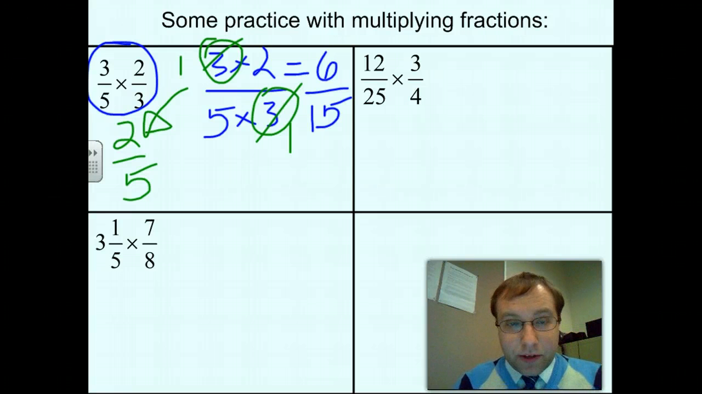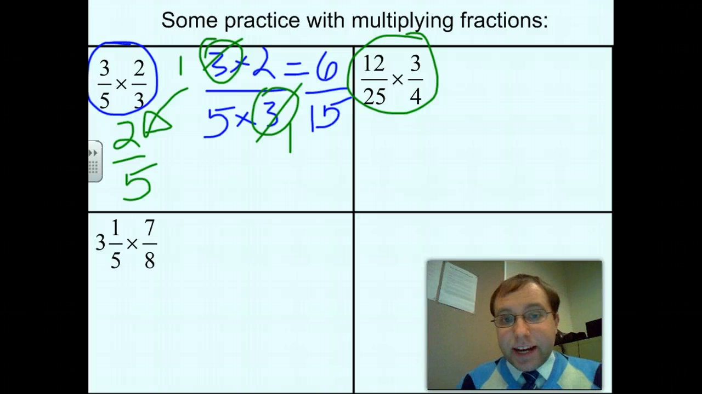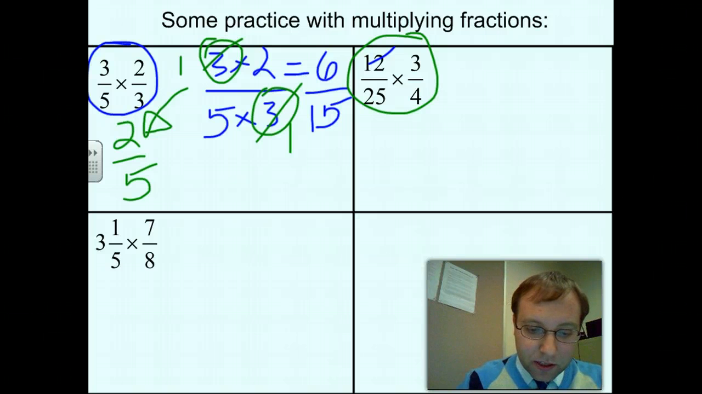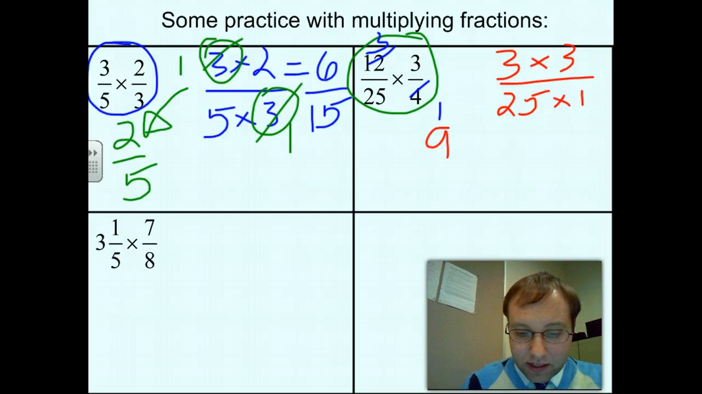This will be particularly important looking at the second example that we have in the upper right-hand corner, which is 12/25 times 3/4. We're going to start immediately by simplifying the 12 and the 4 in the numerator and denominator of the first and second fractions respectively. 12 divided by 4 is 3. 4 divided by 4 is 1. And so now our new numerator is 3 times 3, and our new denominator is 25 times 1. Since they share no factors, our fraction of 9/25 is in simplest form.